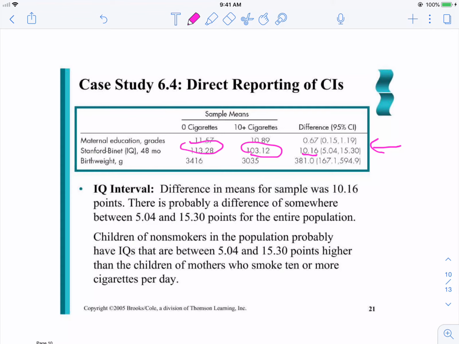So we have an interval that is entirely above zero. We have evidence of a significant difference between these. The children of the non-smokers in the population probably have IQs that are between 5 and 15 points higher than the children of mothers who smoke 10 or more cigarettes per day.